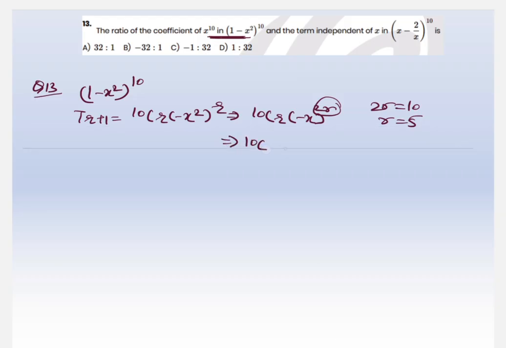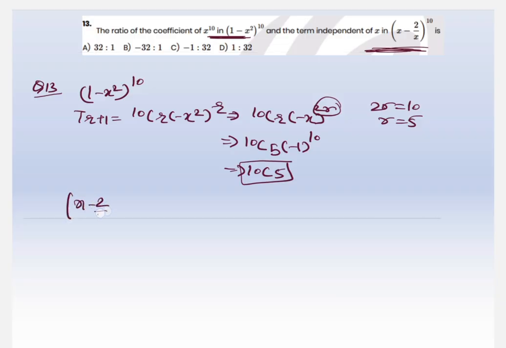So coefficient will be 10C5 (minus 1) power 10, that is 10C5 is the coefficient. 10C5 is the coefficient of this particular expansion. Now we need to find term independent of x in this.